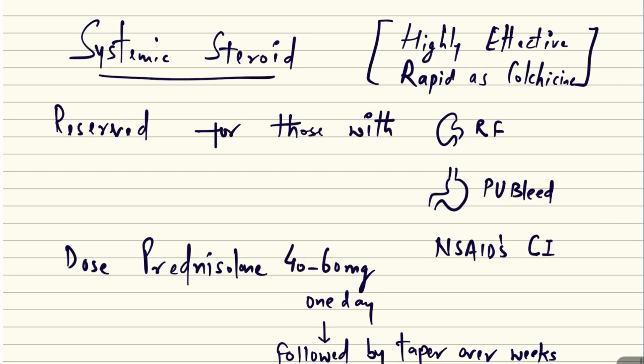About the systemic steroids, these are also very highly effective drugs in terminating the acute attack. They are also very rapidly acting, as rapid as colchicine, and these are reserved drugs, used only in those patients who have renal failure or peptic ulcer disease, or who are not able to tolerate non-steroidal anti-inflammatory drugs, or in whom NSAIDs are contraindicated. Systemic steroids like prednisolone are given at 40 to 60 mg for a single day, followed by tapering over a few weeks. So this is about systemic steroids in acute gout.